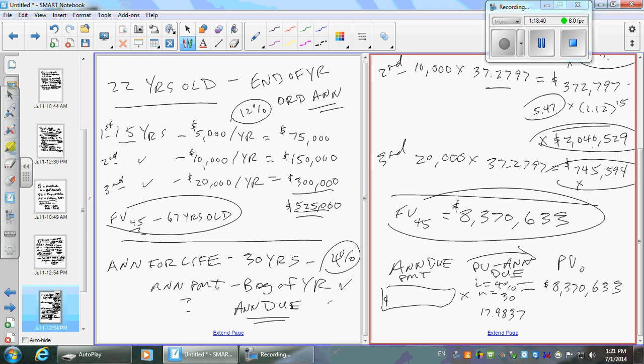What's the difference between the 30 and the 18? The interest you're earning at 4%, right? It's not great interest, but you're earning 4%. So divide 17.9837 into 8,370,633, and you'll find out what your new payment's going to be. How much is that? What are you going to have to live on per year? 465,455. Is that right? 465,456. Okay, let's do one more thing now.